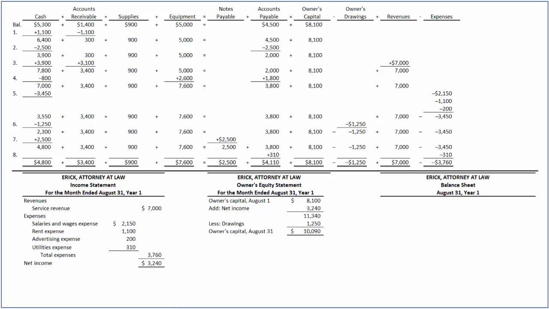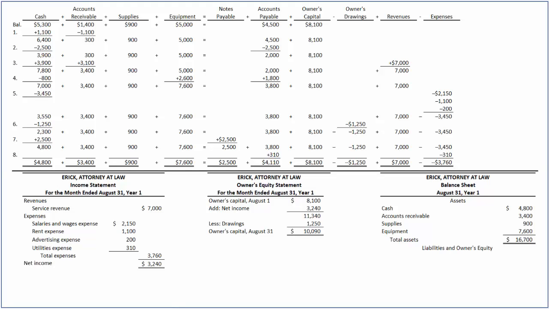Finally, we prepare the balance sheet at August 31st. Let's first record the Assets section. Under Assets, we have cash of $4,800, accounts receivable of $3,400, supplies of $900, and equipment of $7,600. Total assets amount to $16,700.